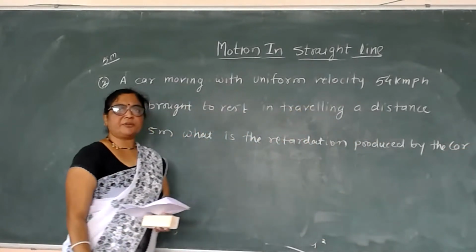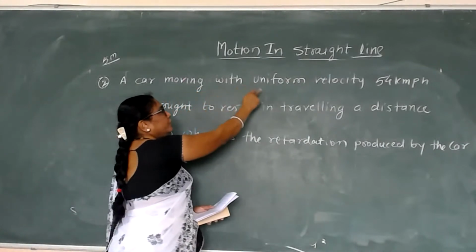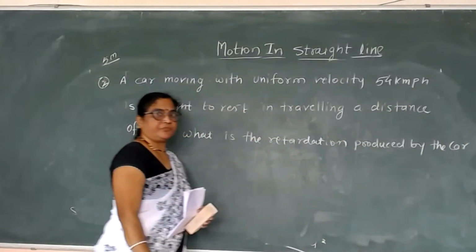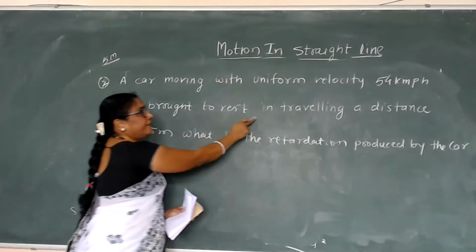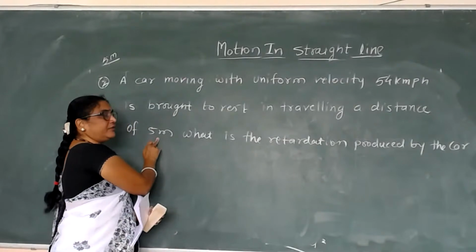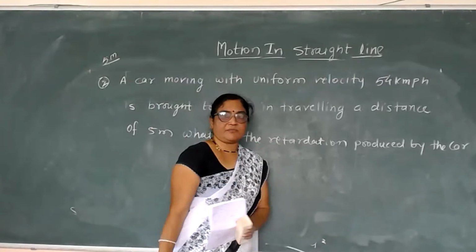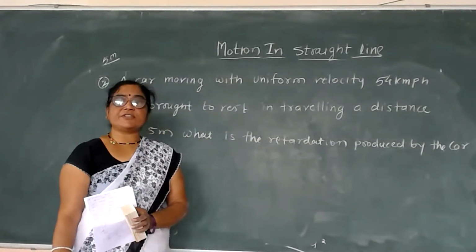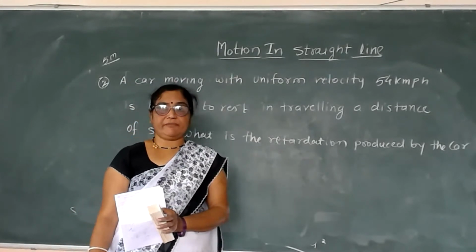So read the question carefully. A car moving with uniform velocity 54 kilometers per hour is brought to rest in traveling a distance of 5 meters. What is the retardation produced by the car? Retardation means negative acceleration. Means in this question we want to find out the negative acceleration. Then find out the given values.